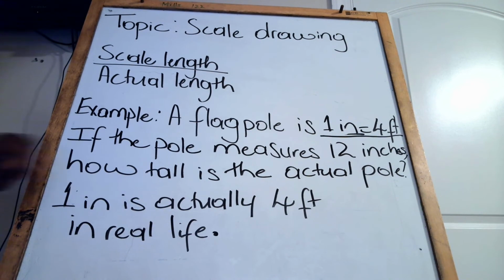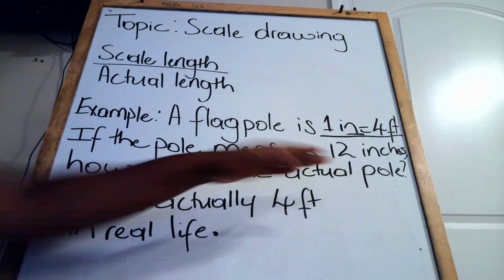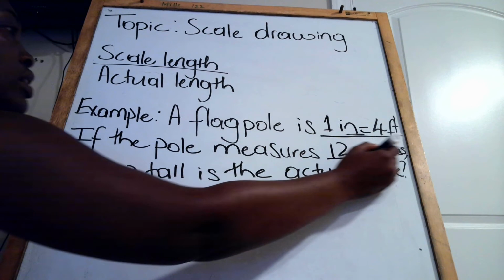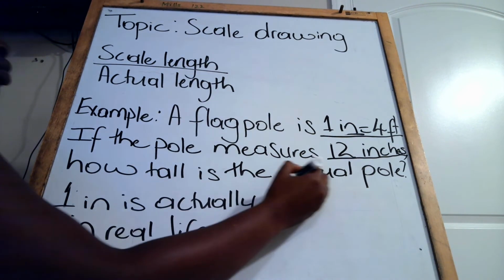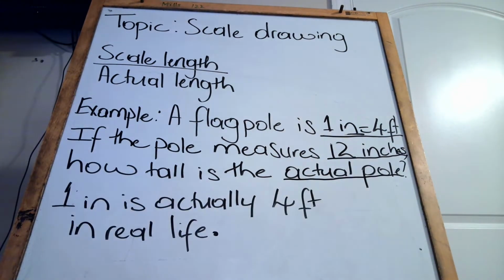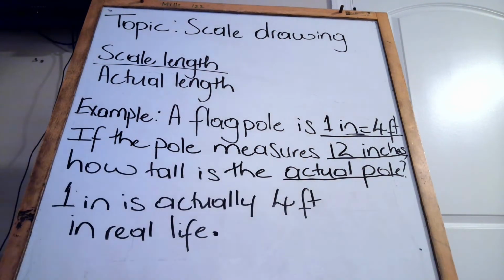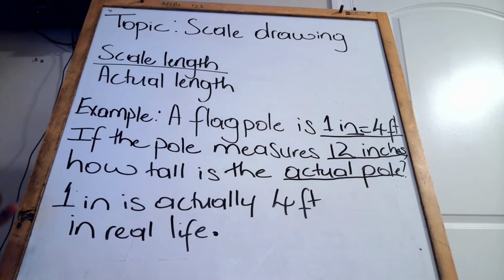The next part of the question says, if the pole measures 12 inches, how tall is the actual pole? So how tall is the actual pole? If the pole measures 12 inches, it says how tall is the actual pole. So this is saying that we need to find the actual length of the pole. The 12 inches here is the scale length.